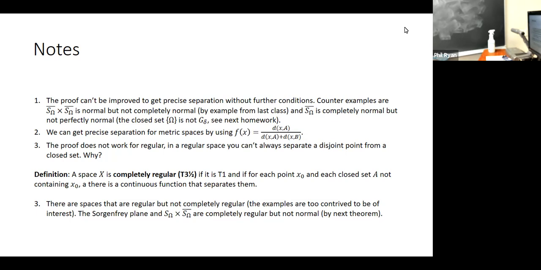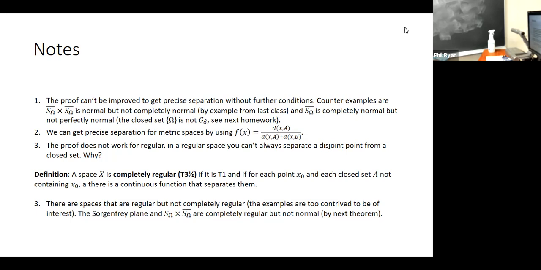So remember, normal was T4, completely normal was T5, perfectly normal was T6. Metric spaces, though, we can get precise separation because we've got the metric, and that gives us a really nice continuous function. For example, if you define the function f of x being the distance from our point to A divided by the sum of the distance from x to A and x to B, that gives a function which is going to be continuous, right?